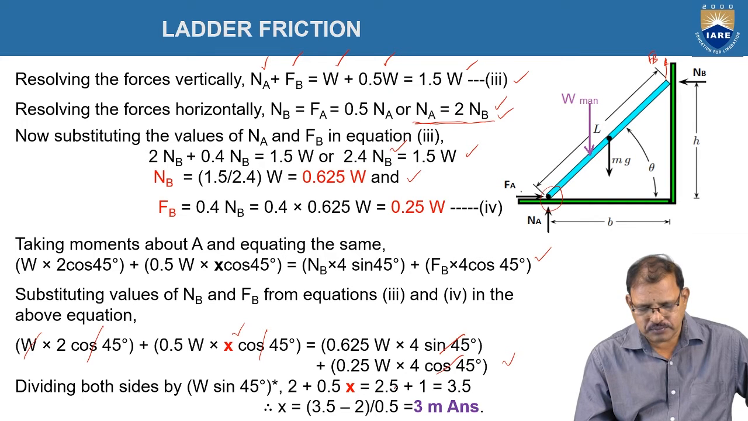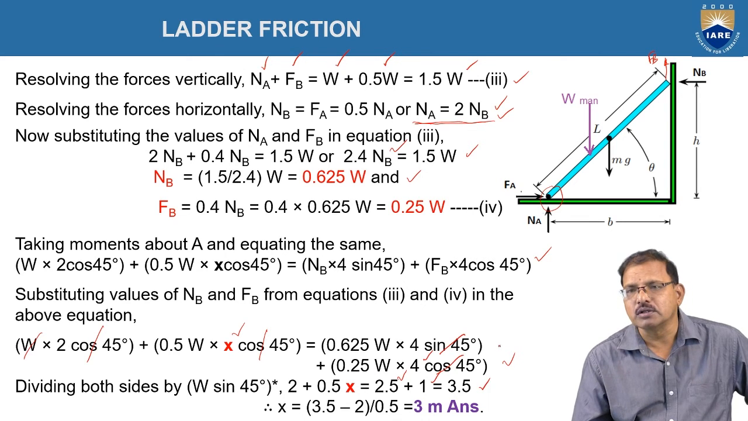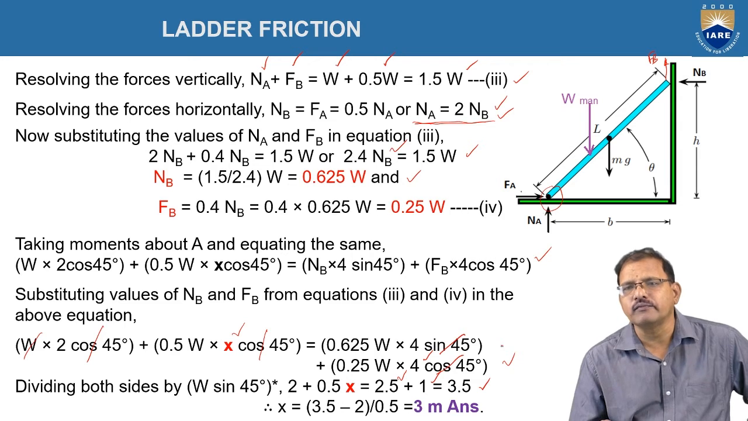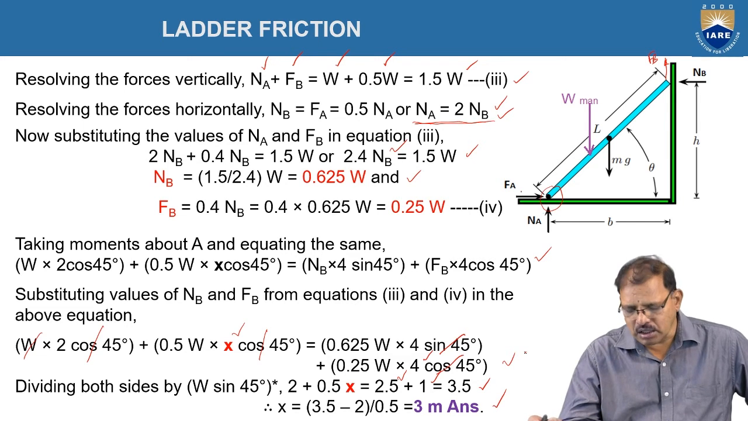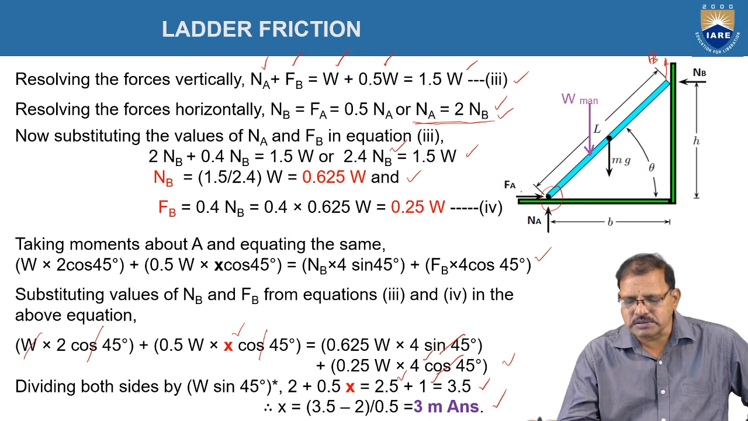equal to, here 4 into 0.625 is equal to here 2.5 plus 0.5 into 4 is equal to 1, which is total is equal to 3.5 now. Hence x is equal to 3.5 minus 2 divided by 0.5, which is equal to 3 meters.